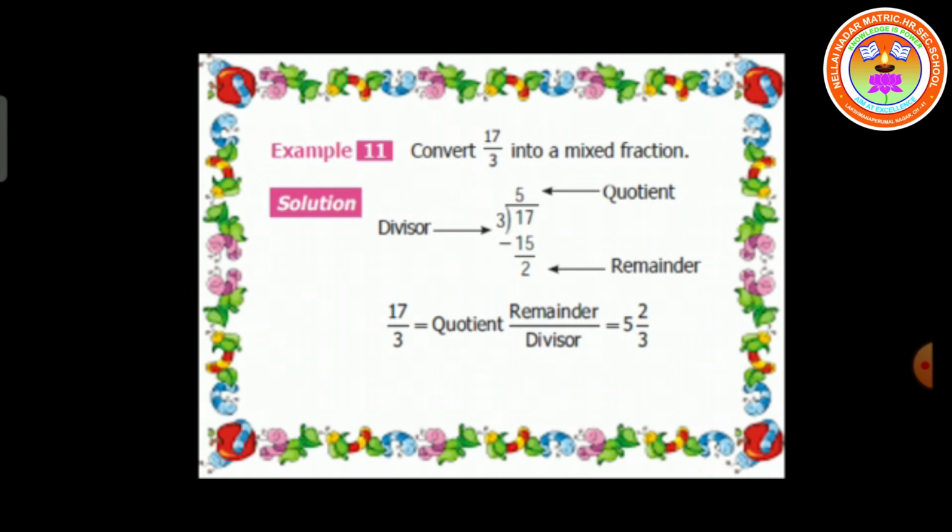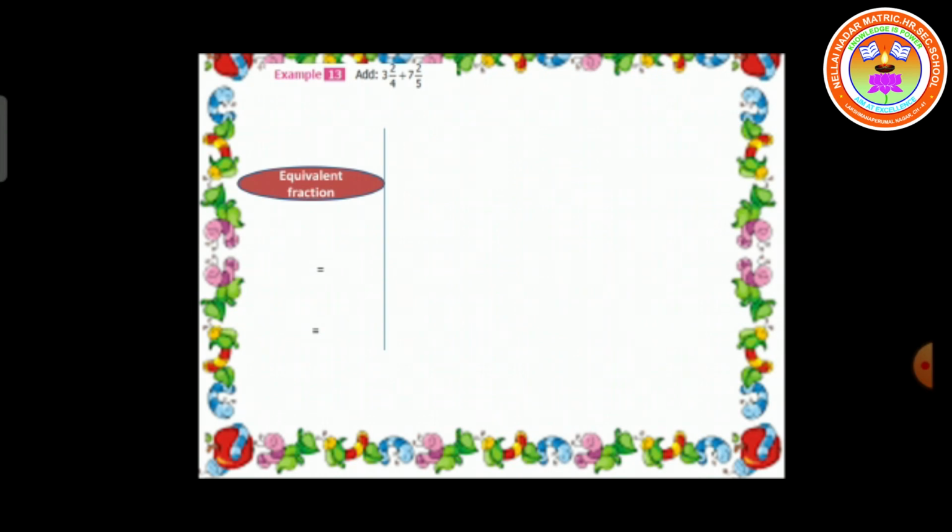The next thing is an example. How will you add two mixed fractions? We'll see. First take 3 2 by 4. It is nothing but 3 plus 2 by 4. As I told you, quotient plus remainder by divisor is equal to quotient remainder by divisor. The first step is like that only.